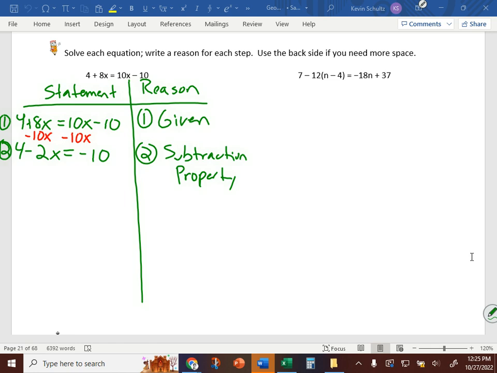Okay. Next, what will we do next? What do we do next, Kylie? Addition property. Adding 4 to both sides would give us 8 over here. Or no, subtract 4. And that would leave us with negative 2x. Joey, warning for you. Quiet, please. That leaves us with negative 2x equals negative 14 here. And what did we do to get there? Subtraction property or subprop.